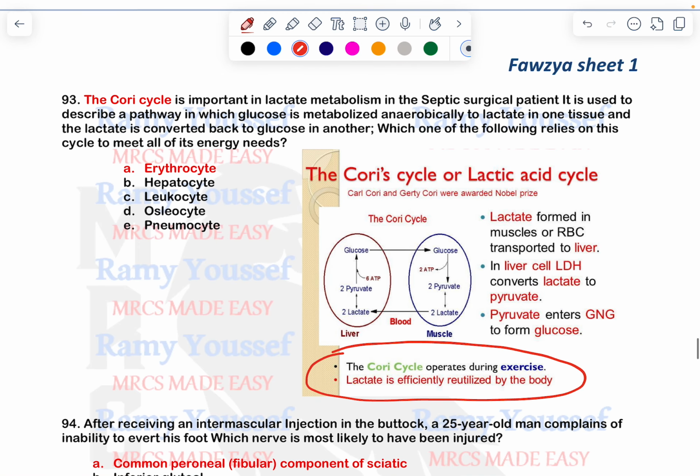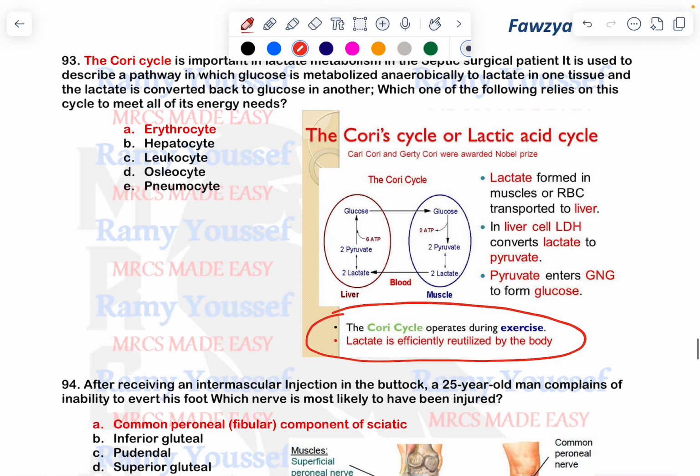After receiving an intramuscular injection in the buttock, the patient complains of inability to evert the foot. So lateral, there is the common peroneal, superficial peroneal branch of the sciatic nerve, a component of the sciatic nerve. So this is the lateral component, the everters. This is the anterior muscle, deep.